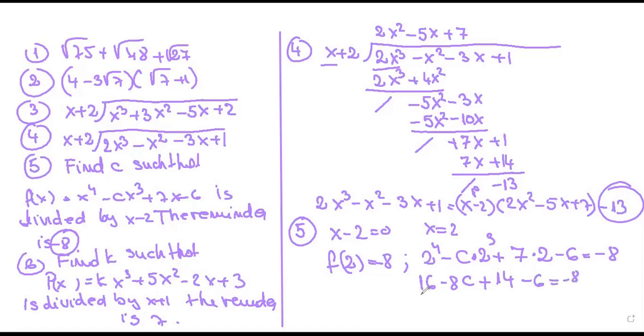16 plus 14 is 30, minus 6 is 24. Minus 8C plus 24 equal negative 8. Minus 8C equal minus 24 minus 8, it's minus 32. So C equal 4. Clear? Good. I will erase and then go to problem number 6.